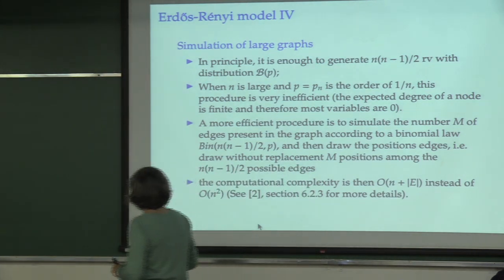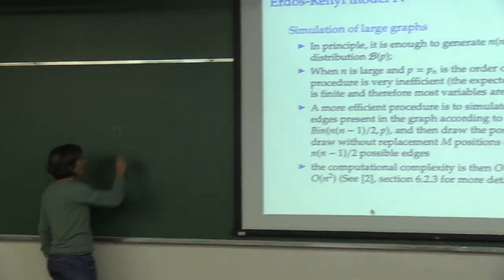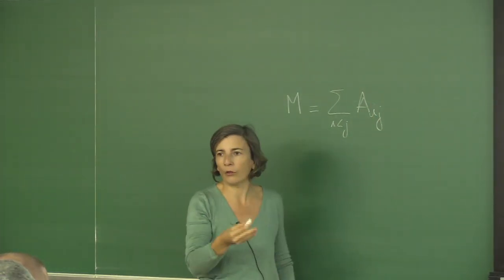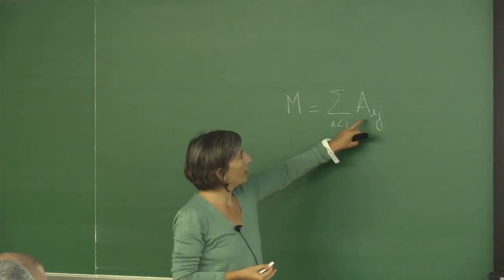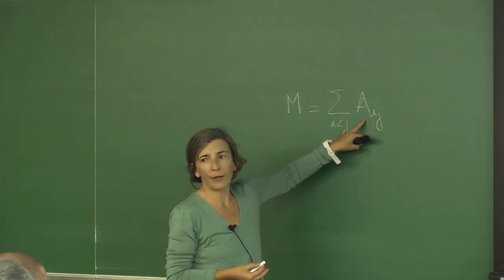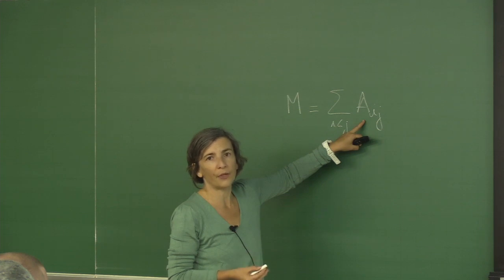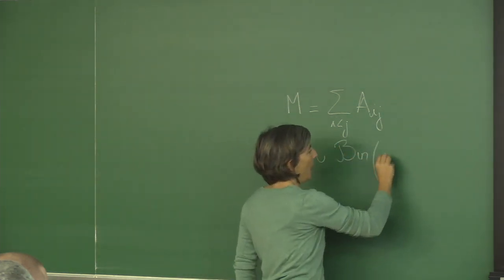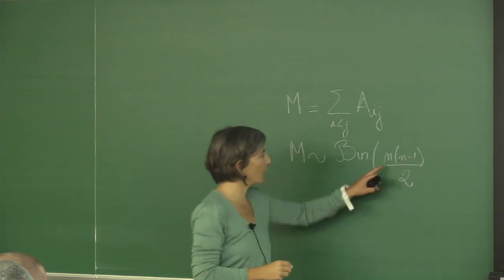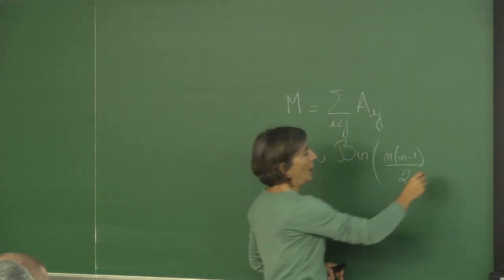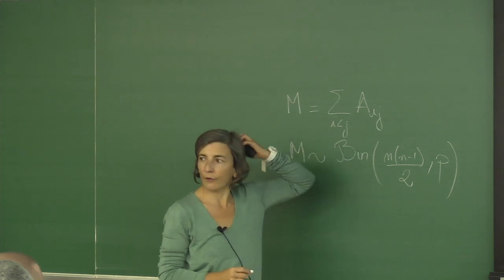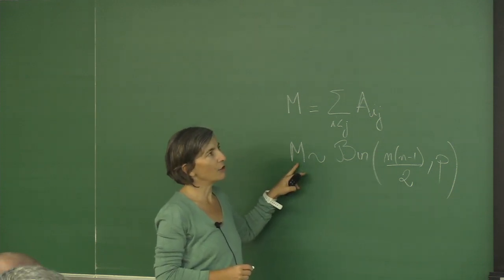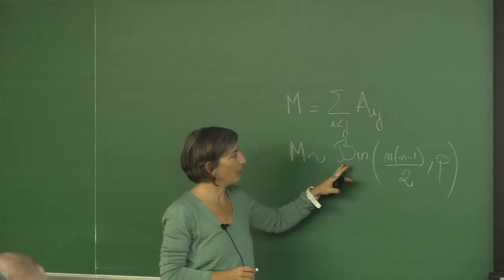The total number of edges in your graph is the sum over i,j of the values a_ij, because a_ij is 1 when there's an edge. Here the a_ij are random variables that are iid with distribution Bernoulli of parameter p. So the sum of them will be a binomial distribution with n(n-1)/2 for the first parameter, which is the number of values in this sum, and the probability of each of these random variables is p. So it's easy to obtain the number of edges in a G(n,p) graph. It's random, it's just a binomial distribution with those parameters.